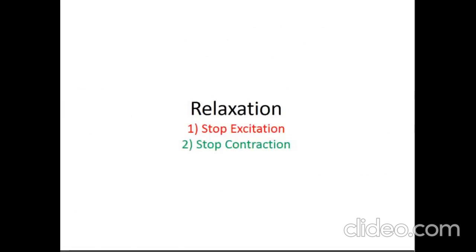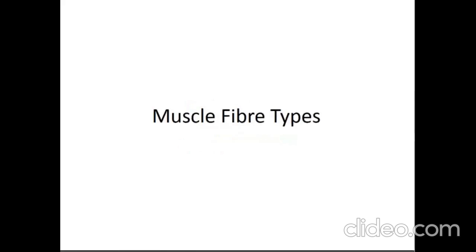So now we have stopped acetylcholine from binding and exciting the muscle, and we have removed the calcium from the cytosol to prevent contraction, and together this leads to relaxation of the muscle. So for the rest of this lecture, we're gonna look at the different muscle fiber types and different types of muscle.